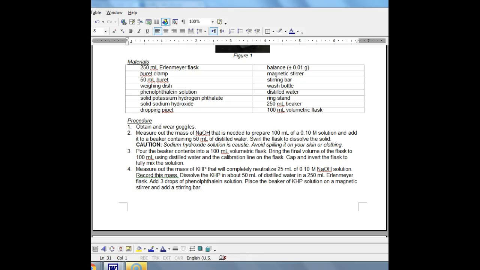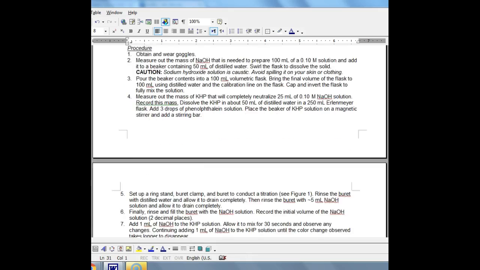I believe it was around 0.51 grams. You dissolved it in water. It didn't have to be exact, but you put approximately 50 mL of distilled water into your Erlenmeyer flask. You added the phenolphthalein solution and used the magnetic stir to get the solution to dissolve.